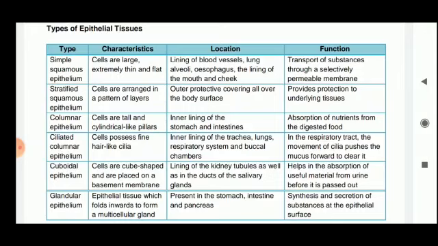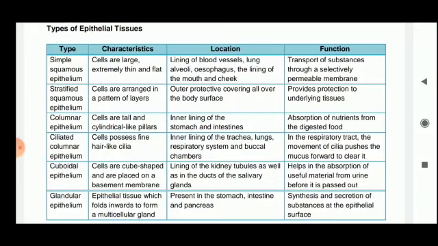Now come to the last type of epithelial tissue, called glandular epithelium. Main characteristic: epithelial tissue which folds inwards to form a multicellular gland. That means they are forming gland structures. That is why the term glandular is given, because they form some kind of glands. These are located in the stomach, intestine and pancreas, and its function is synthesis or secretion of some kind of substances at the epithelial surfaces.